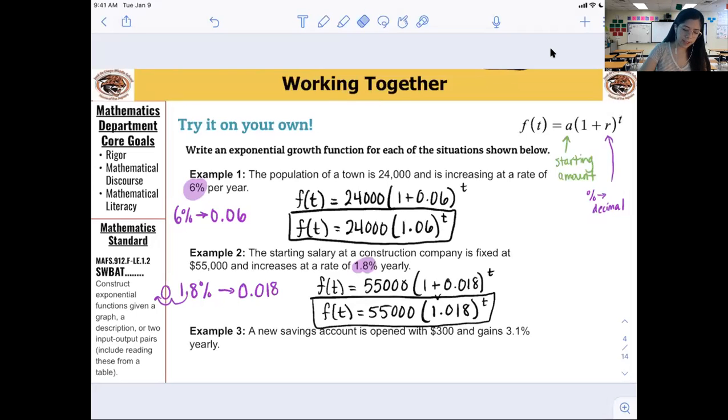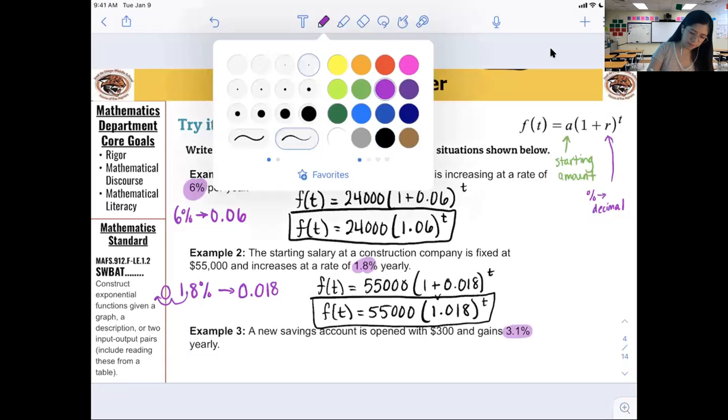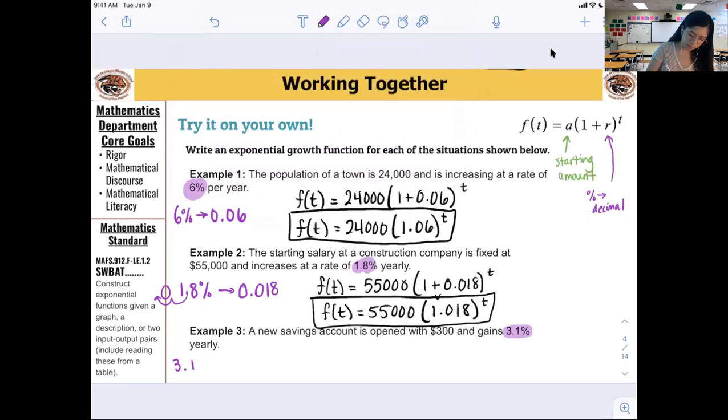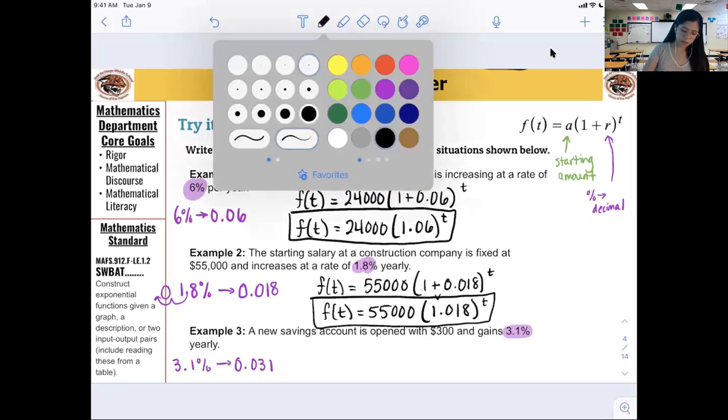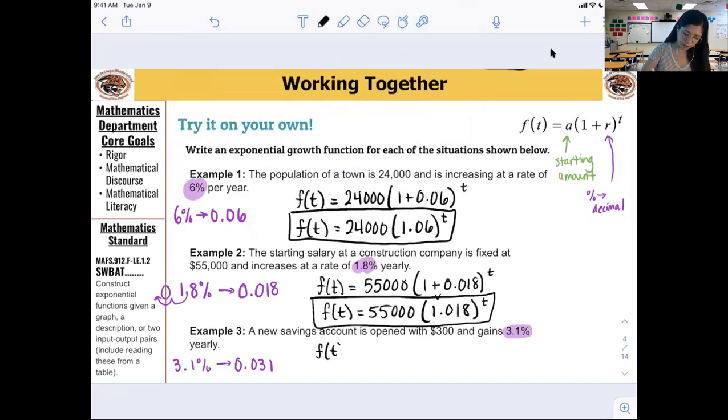Cool. All right, last one, number 3. What is 3.1% as a decimal? 0.031. Good. So f of t equals 300 times 1 plus 0.031 to the power of t. And that's 300 times 1.031 to the power of t.